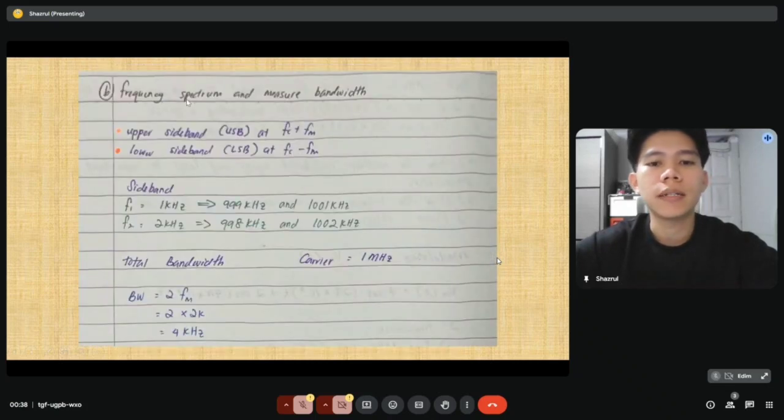Next, to calculate the frequency spectrum and to measure bandwidth. We have two sidebands, which are 1 kilohertz and 2 kilohertz. Bandwidth is the range between the highest and lowest sideband. So the total bandwidth is calculated by this equation, which is 2 times fm. So we get the value of 4 kilohertz as the answer.